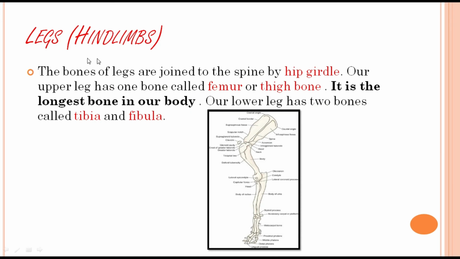Now let's talk about the hind limbs. The bones of legs are joined to the spine by hip girdle. And our upper leg has only one bone which is known as the femur or the thigh bone. See, this is femur or the thigh bone, and it is the largest bone in the human body. And you can see in the lower leg we have 2 bones which are known as tibia and fibula.